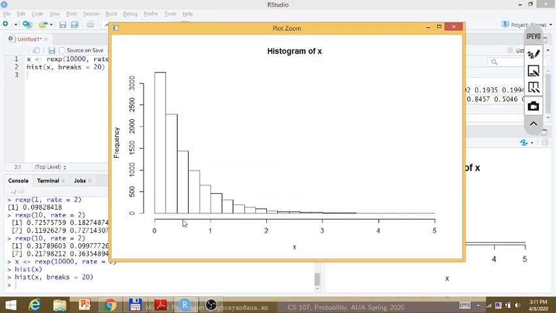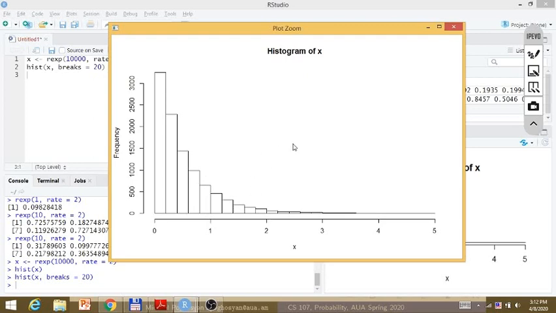Say 1, 2, 3, 4, 5. This is from 0 to 0.2. So we have more than 3,000 numbers in this vector x between 0 and 0.2. And we have around 2,400 values of x between 0.2 and 0.4, etc. So you can see that this histogram is repeating the shape, this decreasing shape of the PDF.